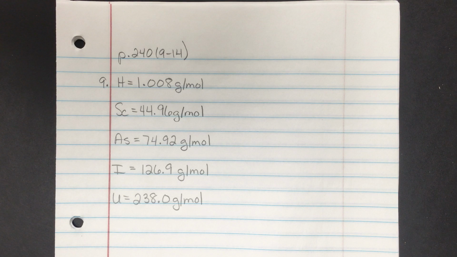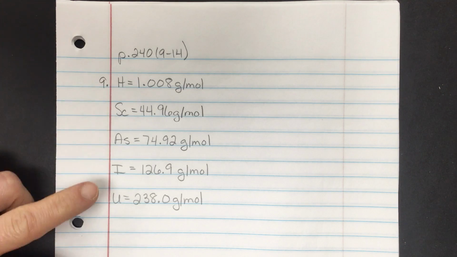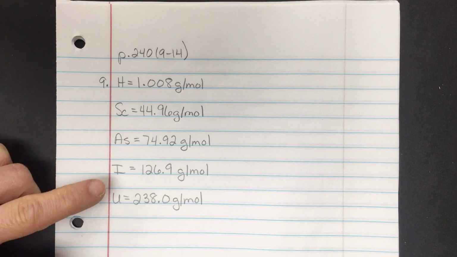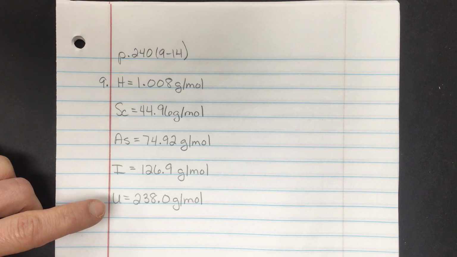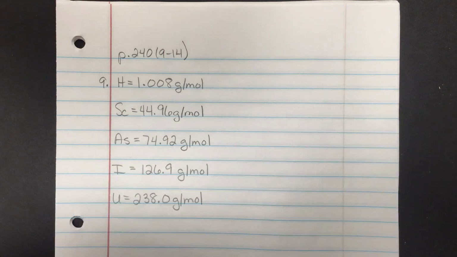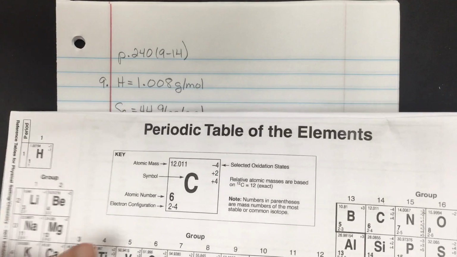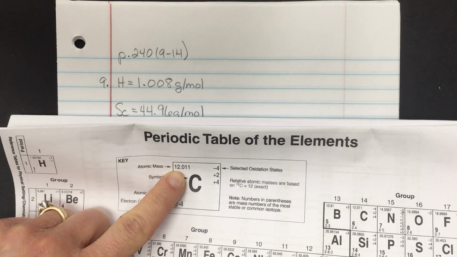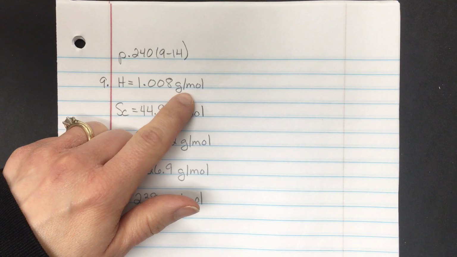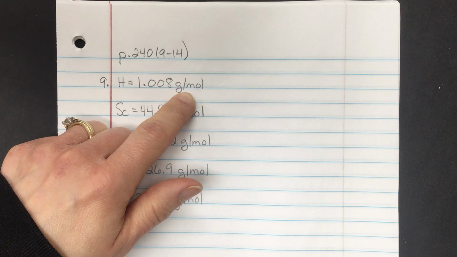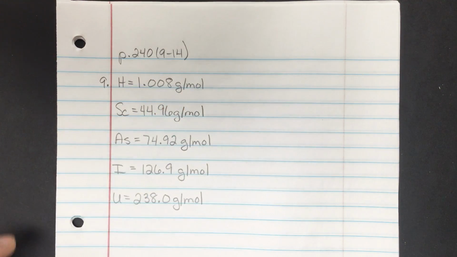So for problem number 9, it says give the molar mass for a number of elements and use 4 significant digits in correct units. So I've given you the answers here. All of these have 4 significant digits. And remember, for elements, we're just looking on the periodic table and we're using the atomic mass and labeling it in grams per mole. So that's how you figure those out.